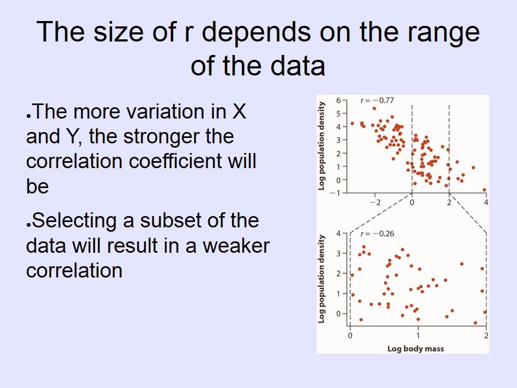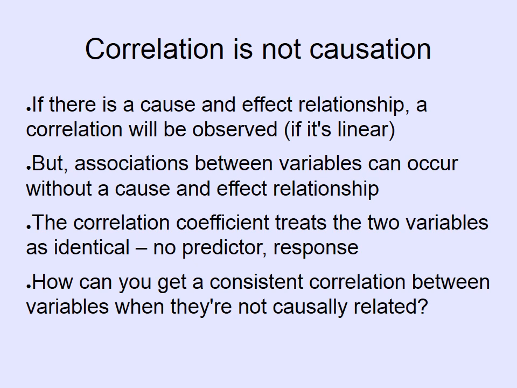The size of r depends upon the range. So a larger range might denote a stronger magnitude in our linear correlation, where if we select a subset, it could weaken it. And finally, correlation is not causation. We cannot say because there's a correlation between two variables, an association, that one causes the other. And there's no predictor, no response. In correlation, we're going to get the same answer whether we interchange X and Y variables on our graph.